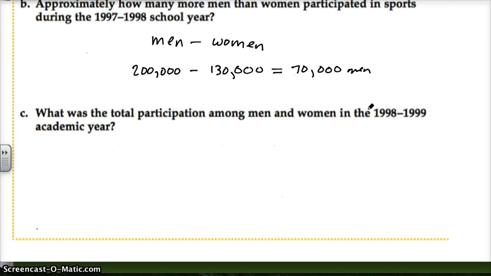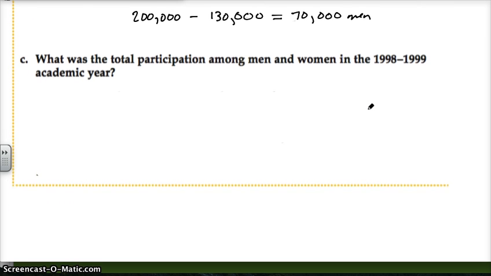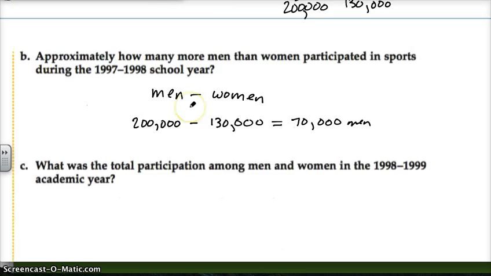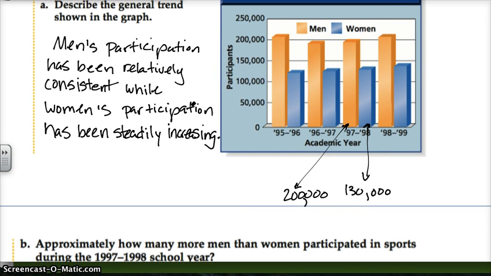All right. And finally, what was the total participation among the men and the women in the 1998-1999 academic year? Again, go right back up to my chart. I need to eyeball these two values here. I need to make sure I know what's going on. So for this one, the amount of men, this being 250,000, this being 200,000, somewhere between here and there, I would say that I'm looking at about 210,000.